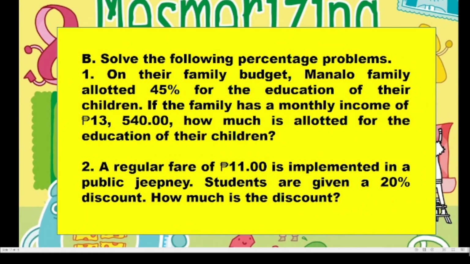B. Solve the following percentage problem. On their family budget, the Manalo family allotted 45% for the education of their children. If the family has a monthly income of 13,540 pesos, how much is allotted for the education of their children? And that is for number 1 question. Number 2. A regular fare of 11 pesos is implemented in a public jeepney. Students are given a 20% discount. How much is the discount?